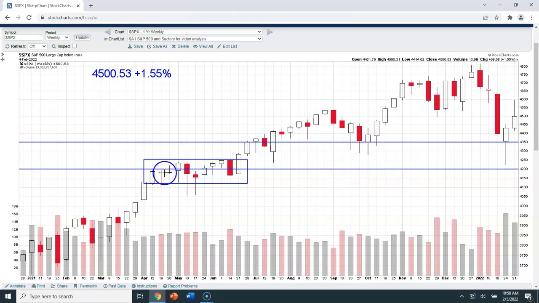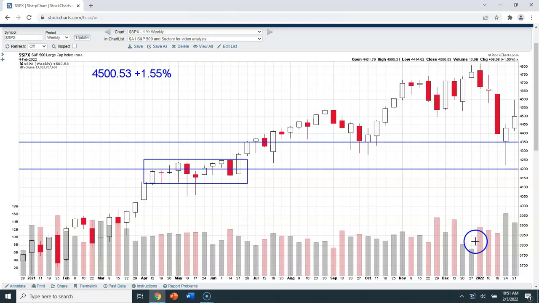However, we know from doing this analysis, from being agnostic, from just looking at the data and not having any preconceived notions, that if 4,350 does not hold and we start to see weekly closes below that level, then this 4,200 level, plus or minus probably 50 to 100 points, especially 50 points, is the next area of support. But below that, guys, I can tell you, but please go back and watch that video from a couple weeks ago.